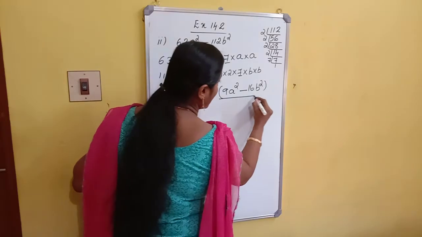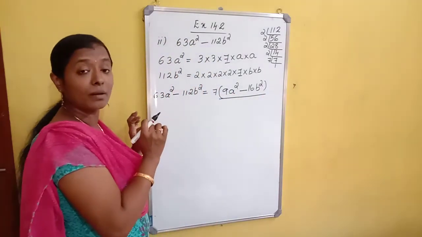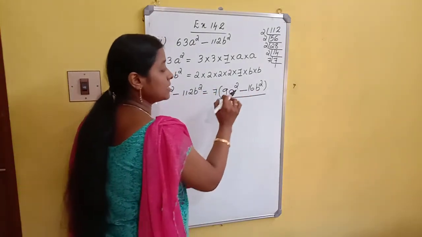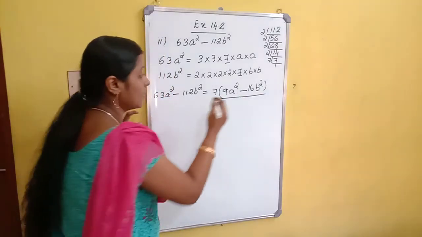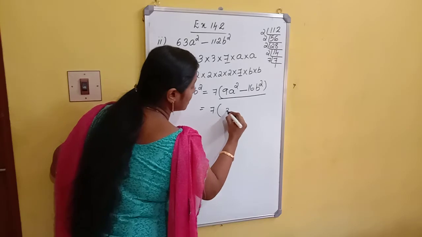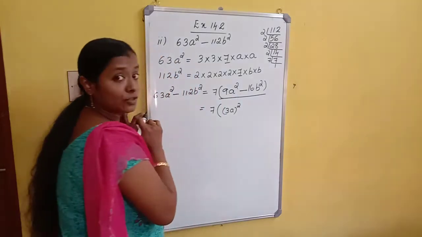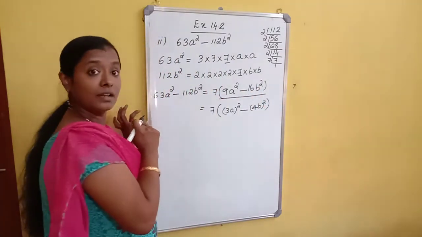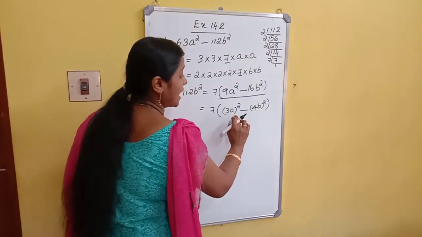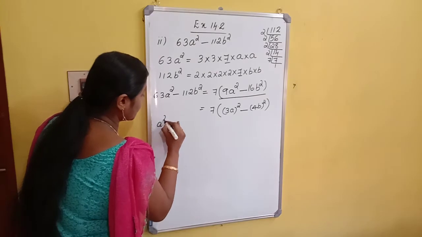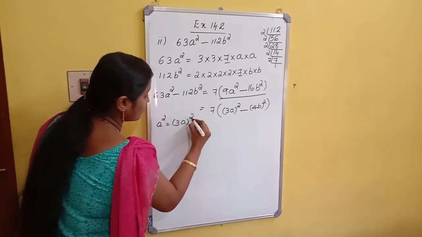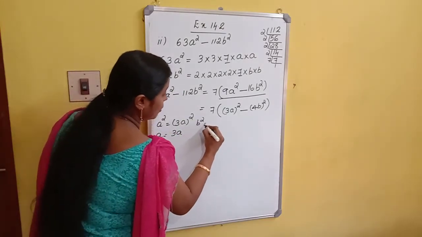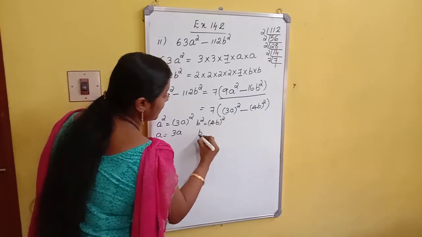Okay, so then we can apply in this term what? a² minus b². Okay, here 9 is a perfect square, a in square term, 16 is a perfect square, b in square term. Clear? Then it is equal to 7 into (3a) whole square, that is actually 9a², okay, minus (4b) whole square is what? 16b². Okay, then we apply what? a² minus b². So a² is what here? (3a) whole square. Okay, so what is a? 3a. Clear? And then b² equals (4b) whole square. So what is b? 4b.